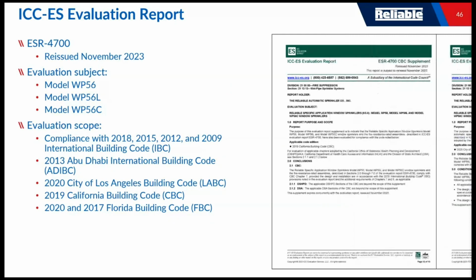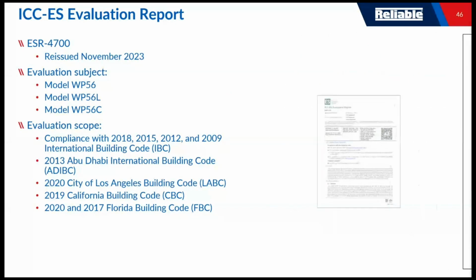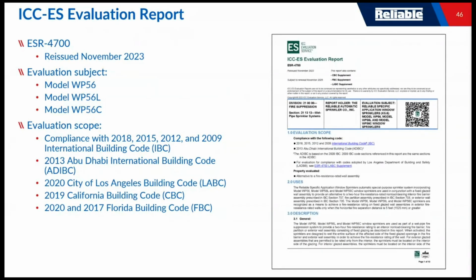It gets reissued every 2 years. Ours was reissued in November of 2023, and it focuses on many of our models, and it has some supplements for different versions of the building codes throughout the world. So definitely take a look at that document. It's available via a link on our website. It's also available in the ICC report, and that'll help you best apply this product in harmony with IBC, and then focus on what NFPA says, and you're going to be in good shape.